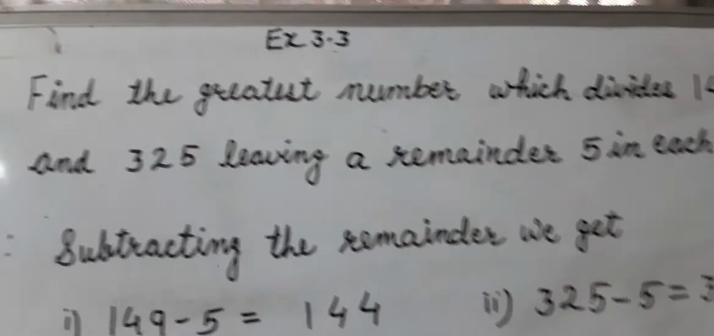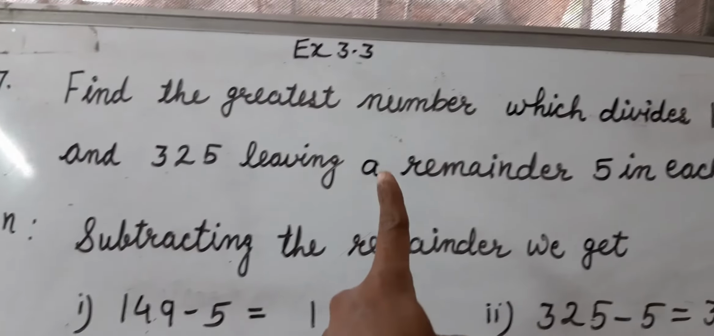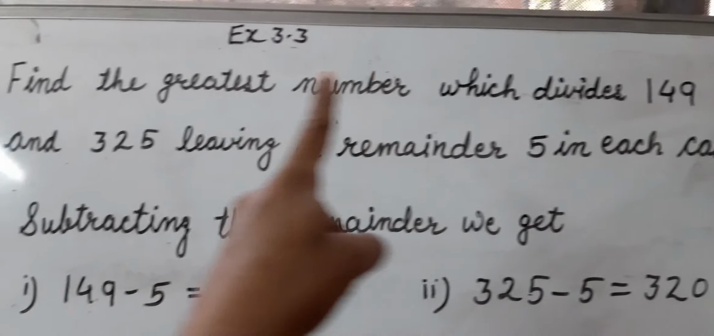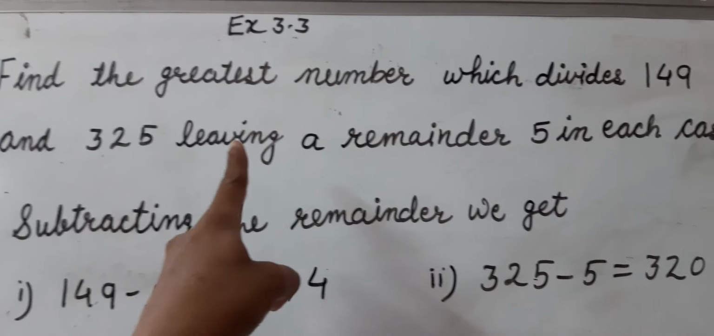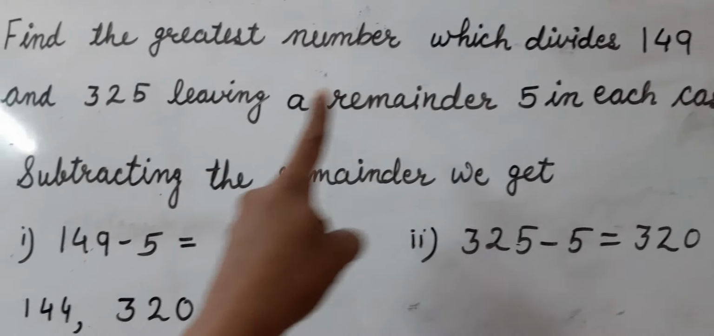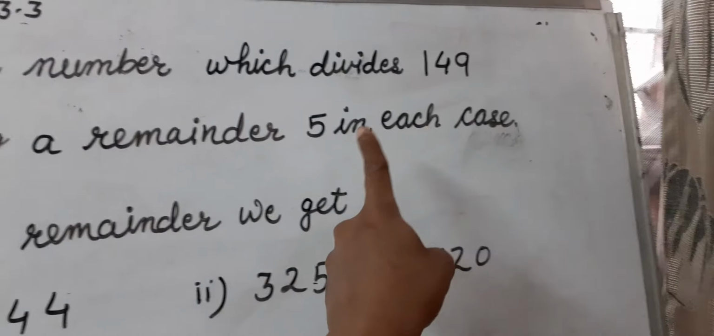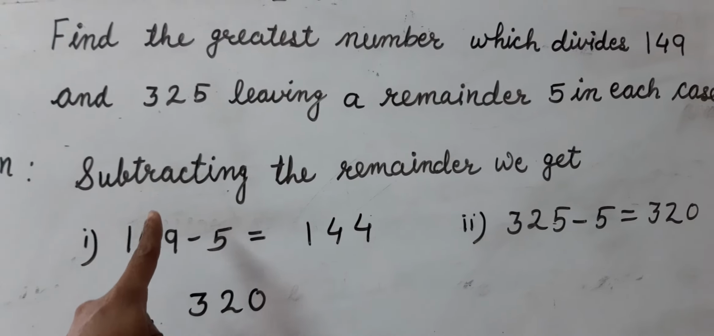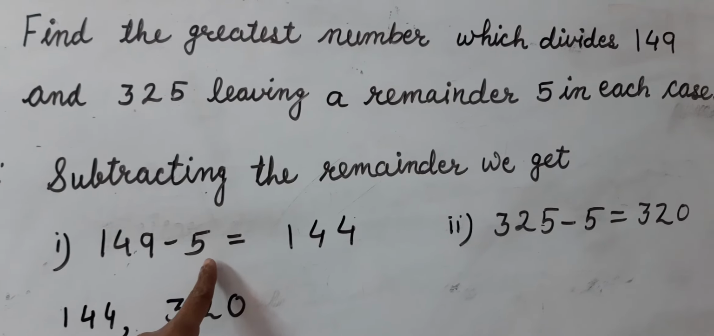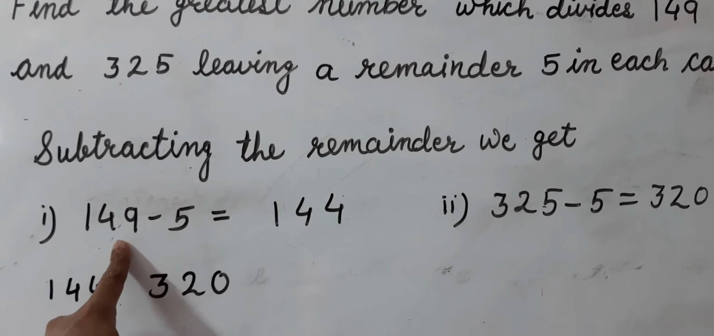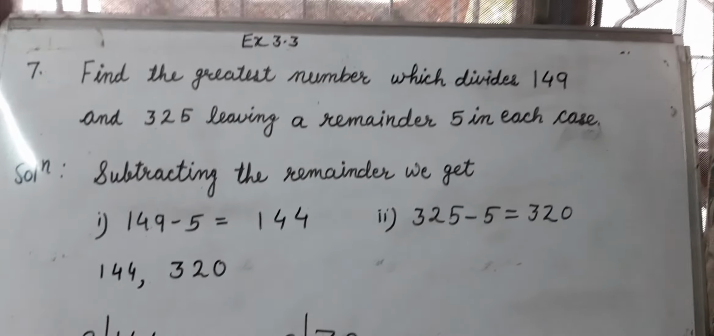So in this manner, first you have to understand the question, find the greatest number. So we have to find the HCF which divides 149 and 325, leaving a remainder 5. When leaving a remainder 5 is given for both the numbers, because it is written in each case, it means that when we divide both the numbers we will be getting 5 as a remainder. So first we will subtract the remainder from the numbers. In this manner you have to solve the sum.